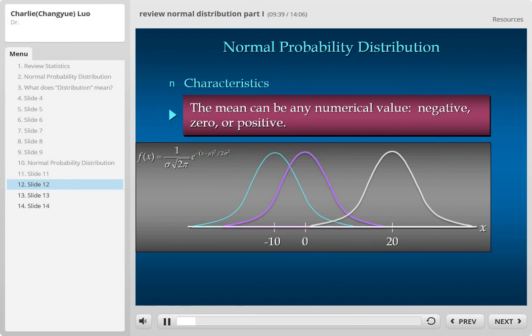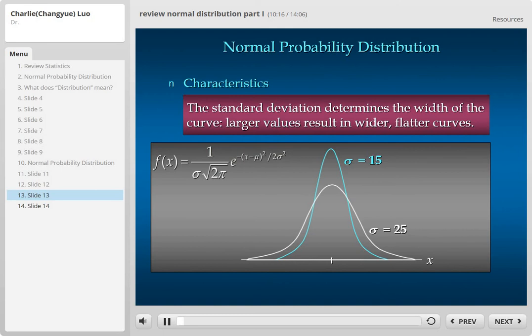Let's look at the mean of the normal distribution. The mean of the normal distribution, for example, can be -10. So the middle is here. We have this curve. Or be 0, then we have this purple curve. That's a normal curve. Another normal distribution, the mean is 20, it is here. So this is another normal distribution. In other words, the mean of a normal distribution can be any numerical value. It can be negative, it can be 0, it can be positive.